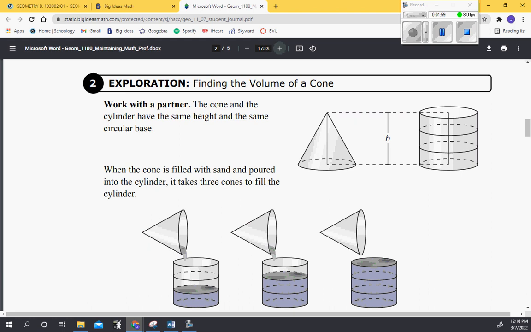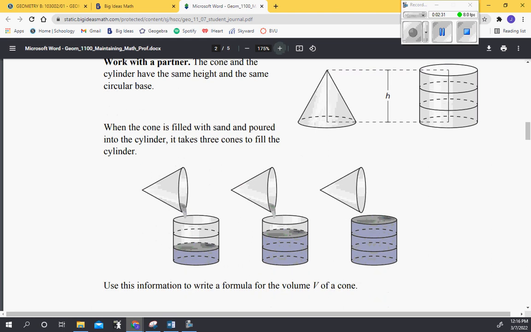What I'm going to pay attention to a lot today is the volume of a cone. We did the volume of pyramids back in 11.6 in our last lesson. Now we're doing volumes of cones. And it's a very similar concept to the pyramids. In the last lesson, it took 3 pyramids to fill up a prism. In this case, a cone with the exact same base as a cylinder and the exact same height as a cylinder, same thing. It takes 3 cones to fill up 1 cylinder.